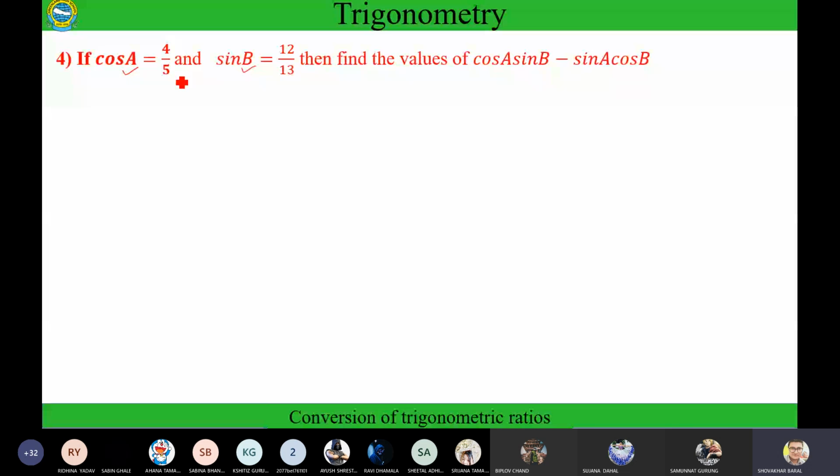Cos A is equals to 4 upon 5, sin B is equals to 12 upon 13, and we have to find the value of cos A sin B minus sin A cos B. See here. Please copy the question first.